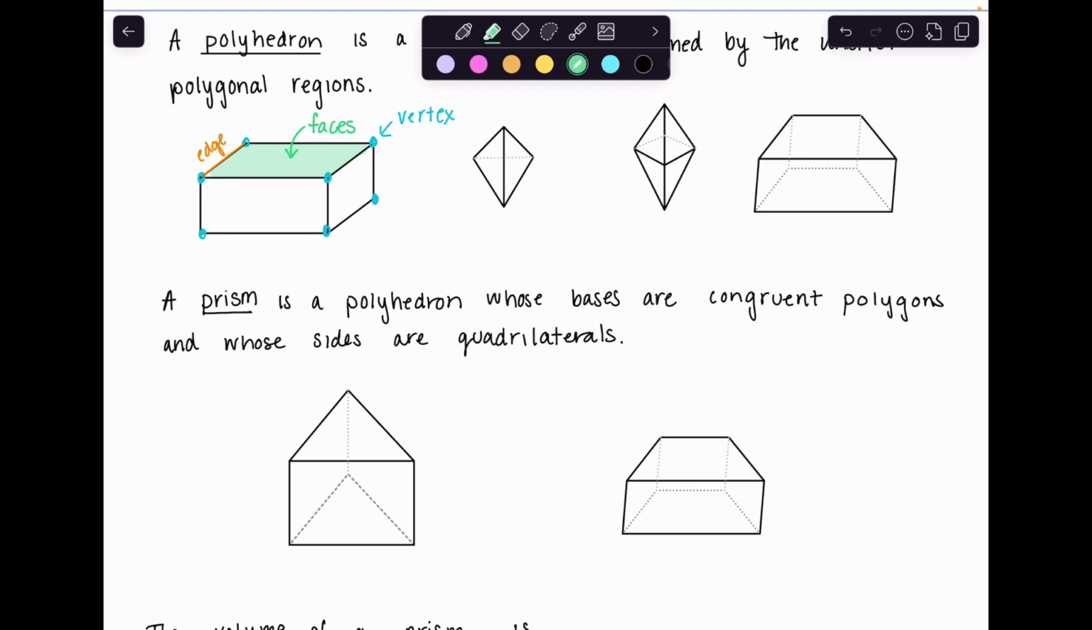So to give you some examples of this, if you look at this shape, the bases here are going to be two triangles. So the top and bottom are the base. This one's just called the top base. And this one's called the bottom base.